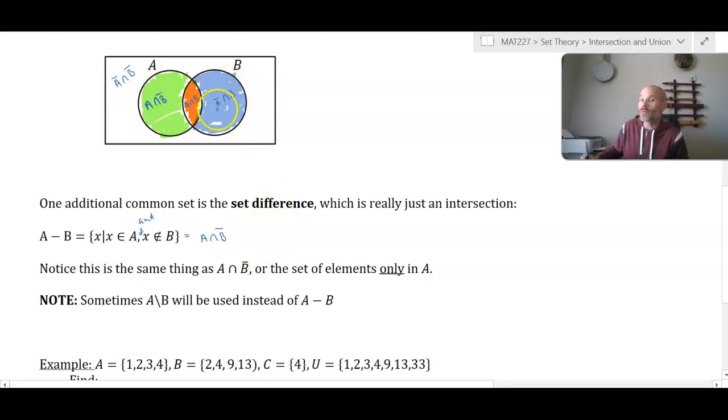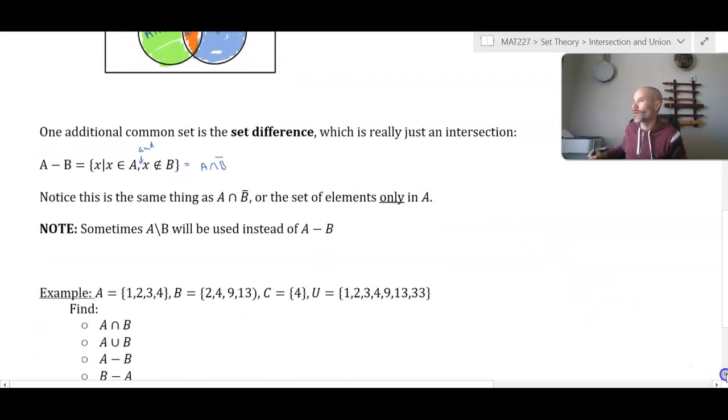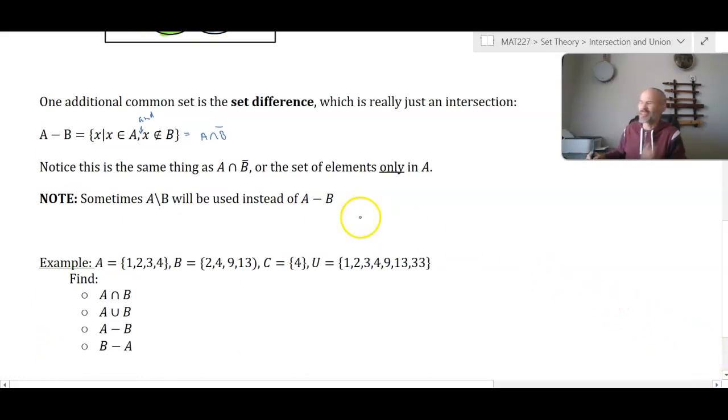Similarly, if we wanted to know only the things in B, then we would do B minus A. Okay, or the set difference between B and A. I shouldn't say minus. Okay, let's look at an example here. Say we have a set A that consists of the elements 1, 2, 3, 4. B consists of 2, 4, 9, 13. C will contain the element 4, and then let's say that here's our universe.